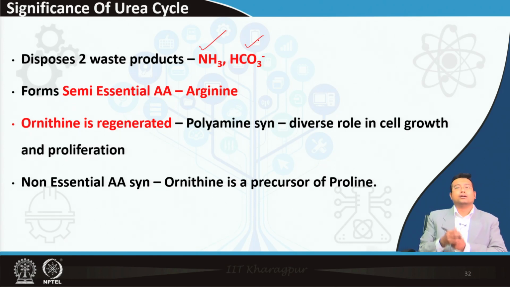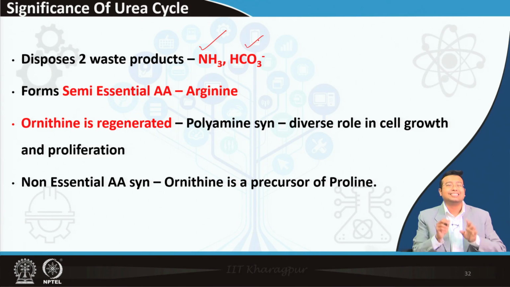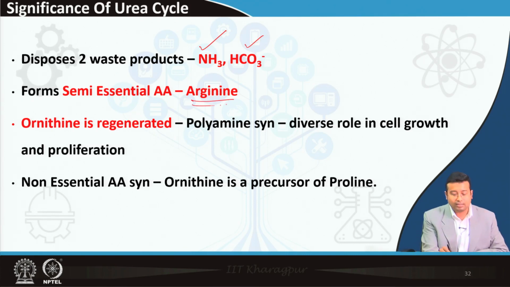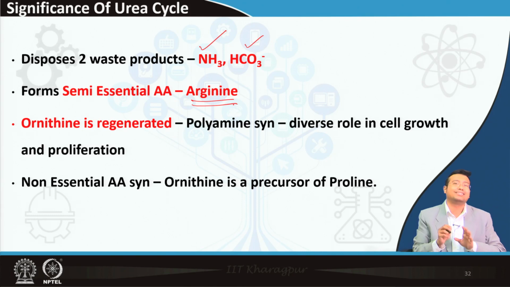The next important role of the urea cycle is synthesis of arginine. Okay, arginine is one intermediate of the urea cycle and this is a very important semi-essential amino acid. What are essential amino acids? The amino acids that we cannot synthesize in our body and that have to be given by the diet. What are non-essential amino acids?